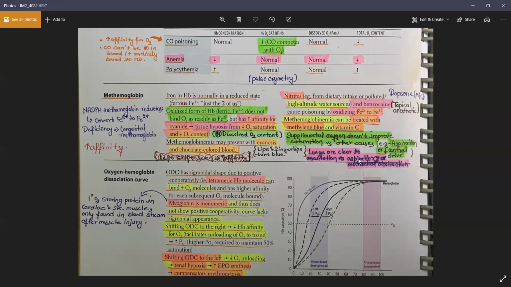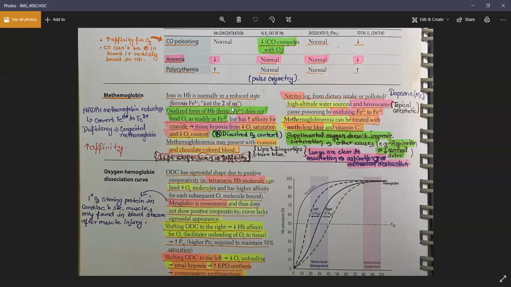How can we induce it? By anything that could cause our Fe2+ to be converted into Fe3+. Any oxidizing agent can do that. Reactive oxygen species, for example, can do that. I guess we treat the cyanide toxicity by inducing methemoglobinemia, right? Yes.